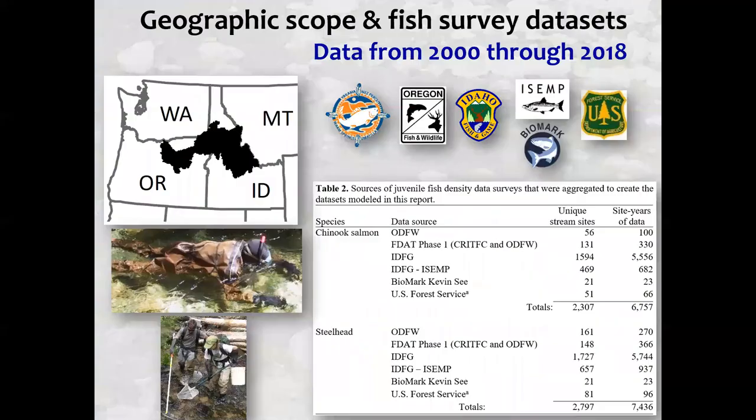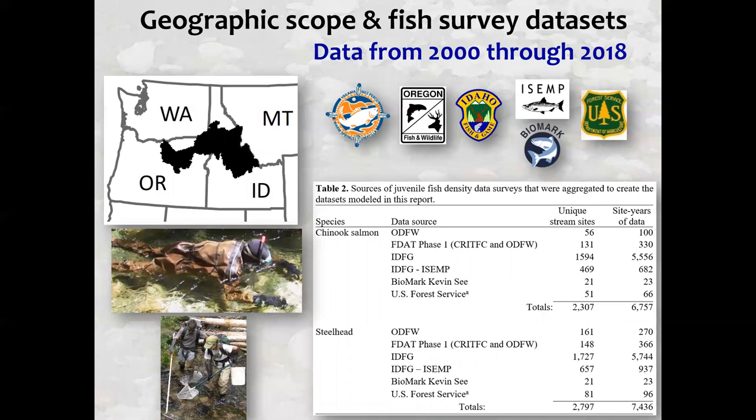The idea here was just to apply that at a larger scale with a larger data set that maybe people would be more interested in, because it starts to have practical implications once you start doing this stuff at a large enough scale. This is the work that BPA funded us to do: pull together all the juvenile fish surveys collected via electrofishing and snorkeling from CritFic, ODF&W, Idaho Fish and Game, ICEMP Biomark, and Forest Service across this relatively large portion of the interior Columbia River Basin.